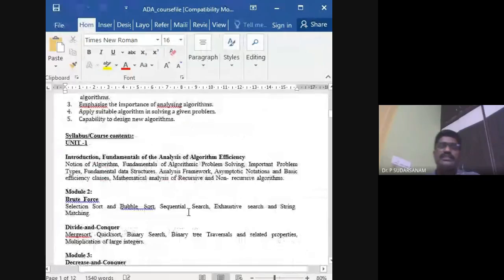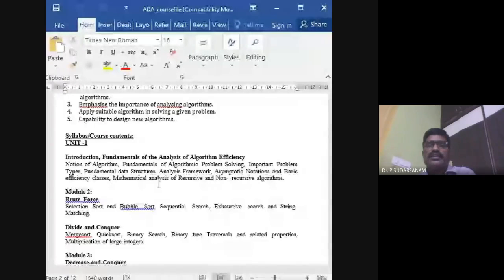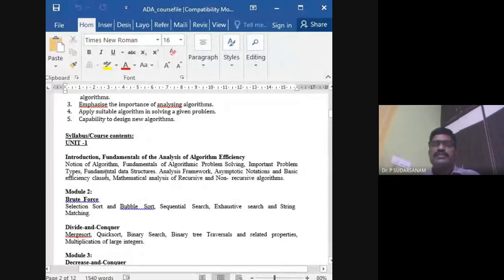First unit is introduction, fundamentals of the analysis of algorithm efficiencies. Next is notations of the algorithms, which is nothing but fundamentals. We have to know what an algorithm is and how it will be executed. Next, fundamentals of analysis of the algorithm solving. Next is important problem types.